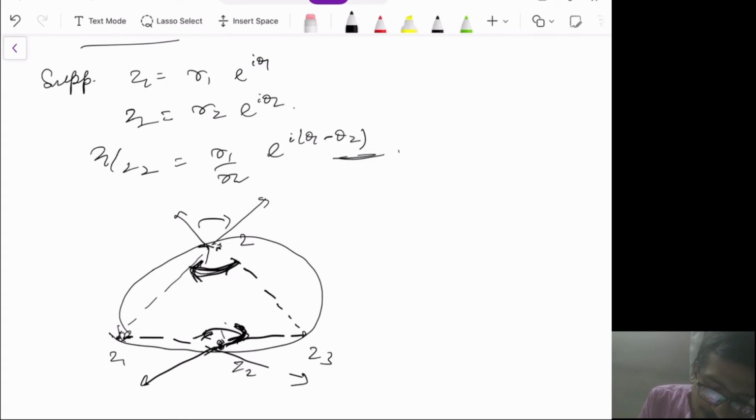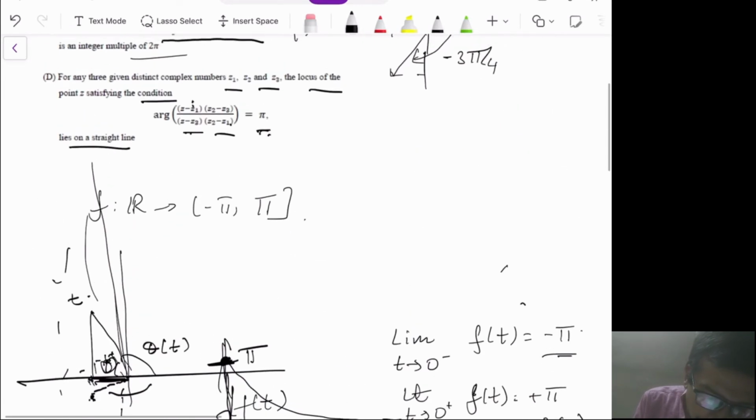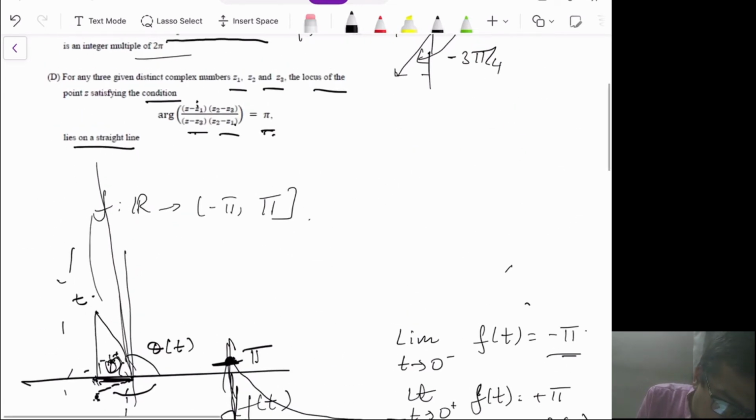So if I fix Z1, Z2, Z3, and I choose the locus of Z, then it's going to be the set of points which lie on the circumcircle corresponding to the triangle obtained by joining Z1, Z2, Z3, right? So these points actually form a triangle. I'll have a circumcircle, and Z lies on this circumcircle. So Z does not lie on a straight line, right? So this is false because it lies on a circle actually. And in this case the statement is false, so we'll select that.